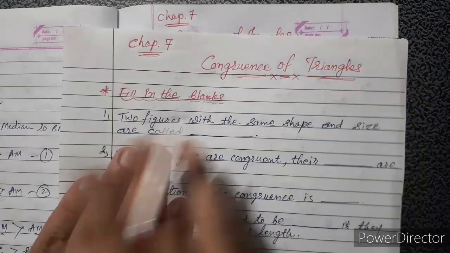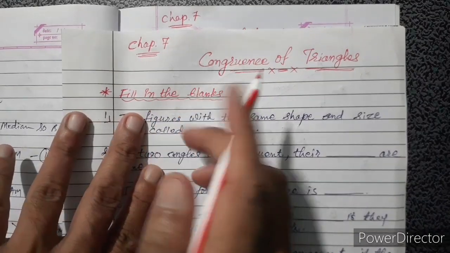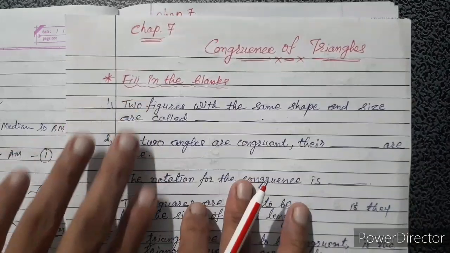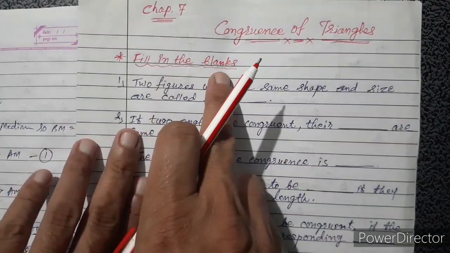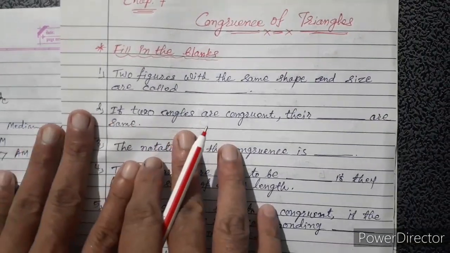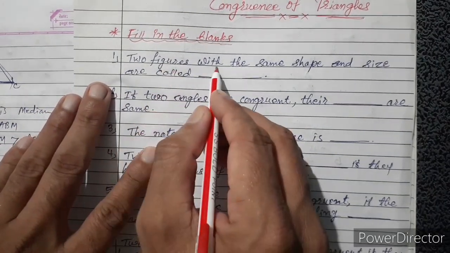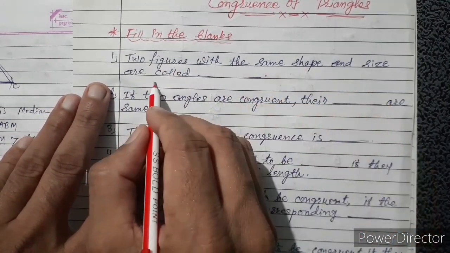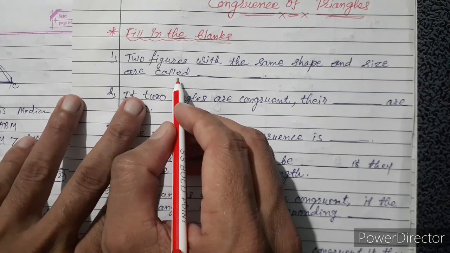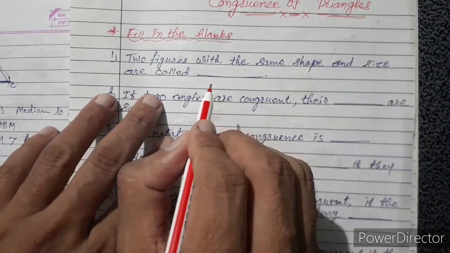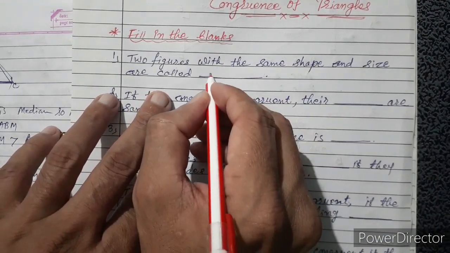Hello student, today we revise chapter number 7, which is congruence of triangles. Okay, in the first one there are fill in the blanks. Let me solve that one. Two figures with the same shape and size are called... When two figures have the same shape and the same size, that is called congruence.